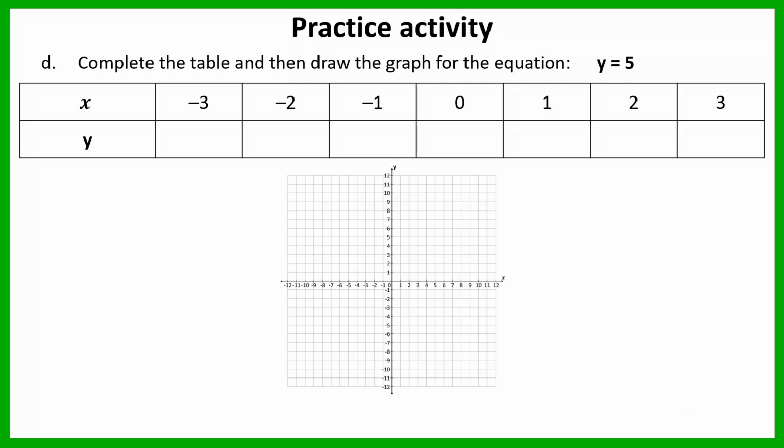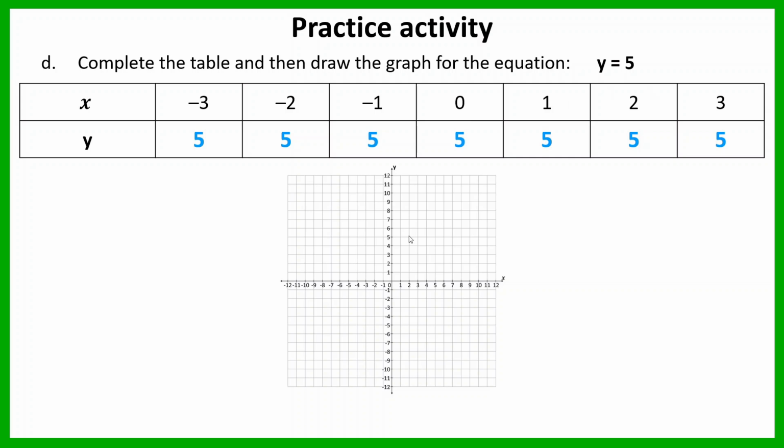Okay, so let's go through this one. With the equation y equals 5, this is different to any of the equations we've had so far. The equation is telling us that y is equal to 5 and there's no x in the equation, which means that y is equal to 5 regardless of what x is. So if x is negative 3, y is 5. If x is negative 2, y is still going to be 5. If x is negative 1, y is still going to be 5. If x is 0, y is 5. If x is 1, y is still 5. If x is 2, y is 5. And if x is 3, y is 5. Doesn't matter what the x value is, y is always going to be 5.